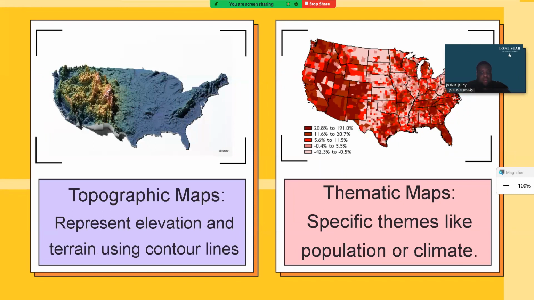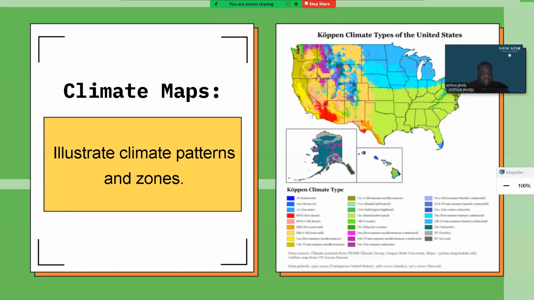Then we're getting on to topographical and thematic maps. Topographical is kind of similar to the physical map, and then a thematic map is trying to show you different themes that are going on, specifically about a specific topic. Then we get into climatic maps.